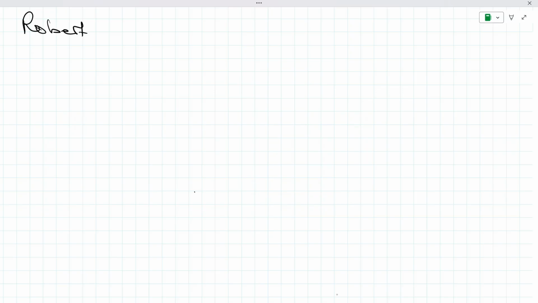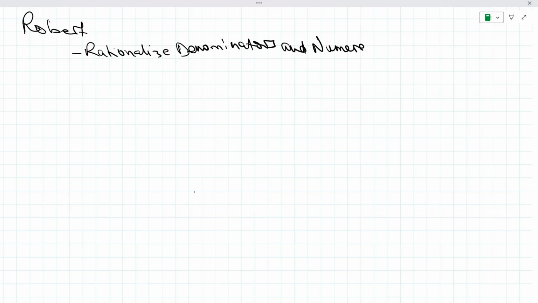In today's lesson, we'll rationalize denominators and numerators of fractions.